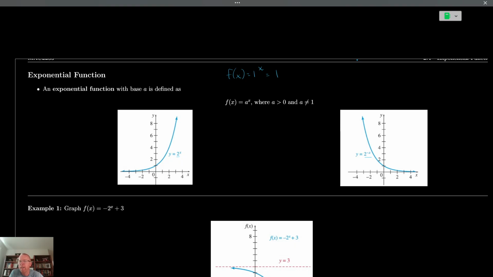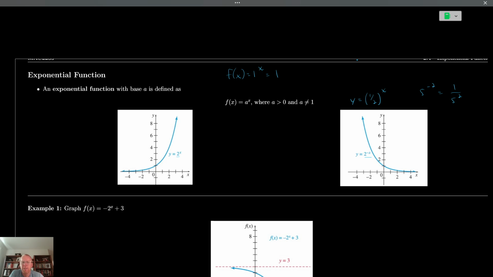Now, we could also rewrite this one as 1/2 to the x. If you remember exponent properties, if you have, say, 5 to the negative 2, that's the same as 1 over 5 squared. So 2 to the negative x is the same as 1 over 2 to the x, which is also the same as 1/2 to the x.